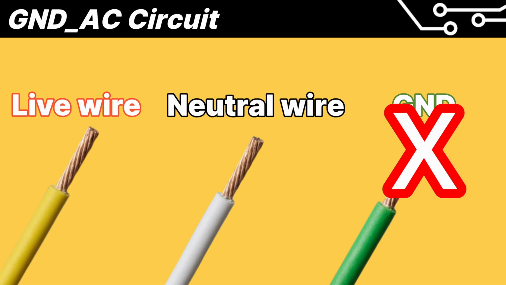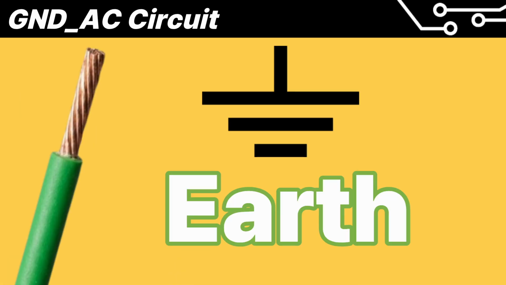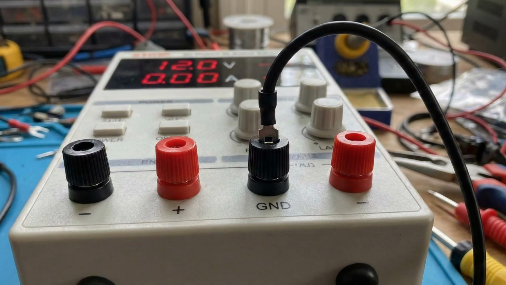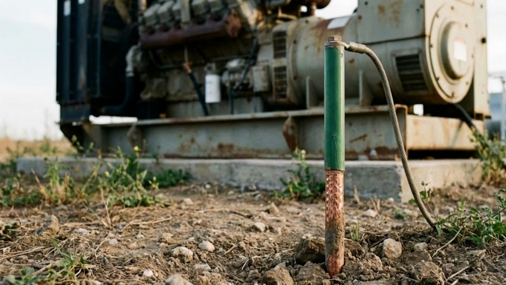So, is ground really necessary? It's just increasing the size of the outlet. Actually, in AC circuits, we call it earth rather than ground. In DC circuits, ground was connected to the minus part, but in AC circuits, it is connected to the earth.